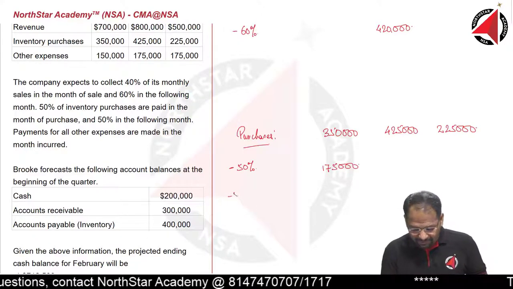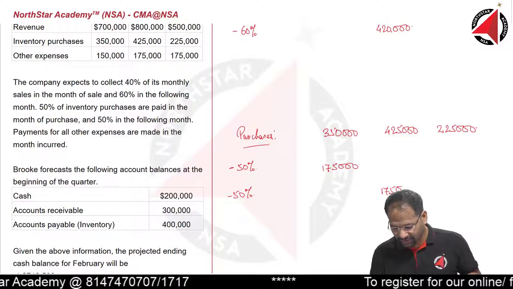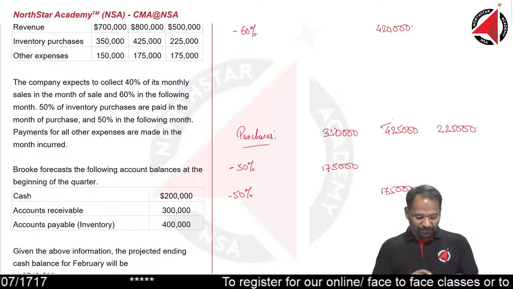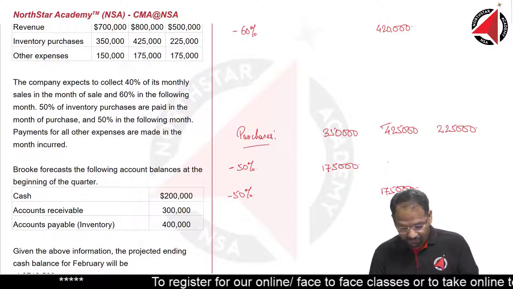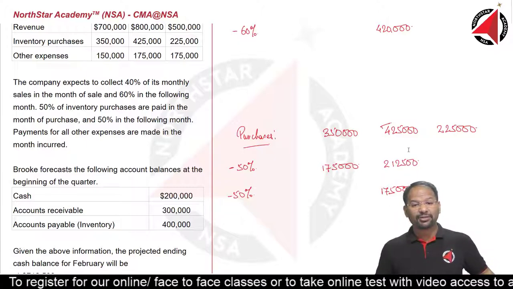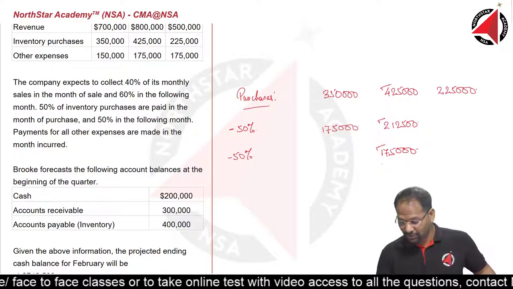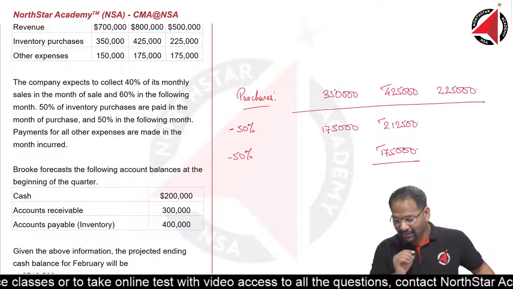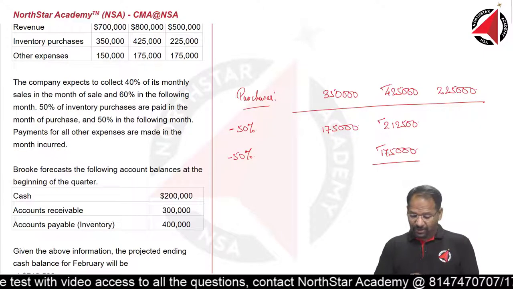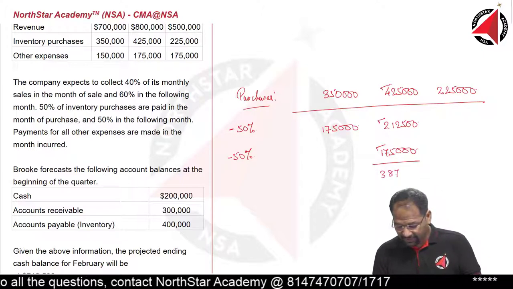And the balance 50% shall be paid in the month of February. So balance 175,000 shall be paid in the month of February. Similarly, of the 425,000 purchases, 50% shall be paid in the month of purchase only, which is February. So how much shall be paid in the month of February for purchases? 212,500 plus 175,000. Remember to underline the line, otherwise we may by mistake include the first line also in our calculation. Total is 387,500.